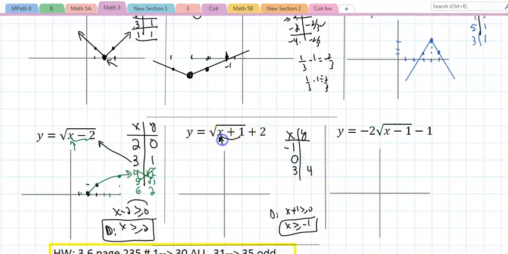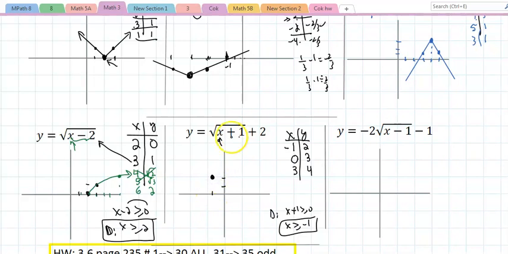If you put a 0 in there, 0 plus 1 is 1. Radical 1 is 1, plus 2, that's a 3. And if you put a -1 in there, that will make -1 plus 1, which is 0, plus 2. That's a 2. So -1, 2.